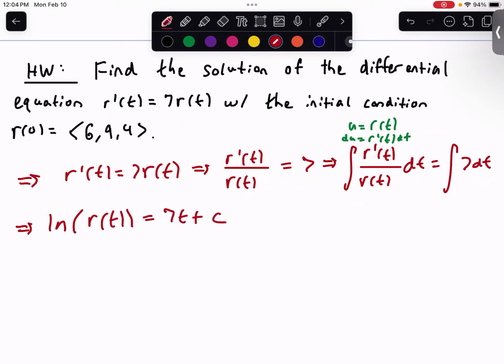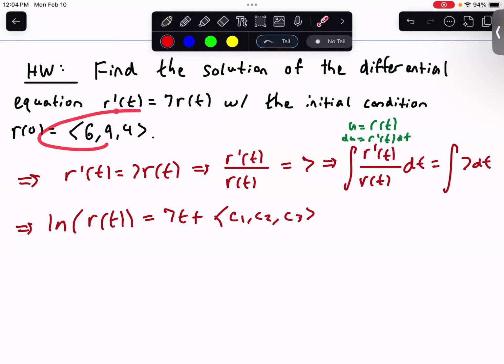And you should be keeping in mind that we're doing things over vectors, like we're doing things in R3. So instead of just having a constant c, this should really be a vector. This should be c1, c2, c3, because we're in 3 space, right? The vector we started off with here was in 3 space.